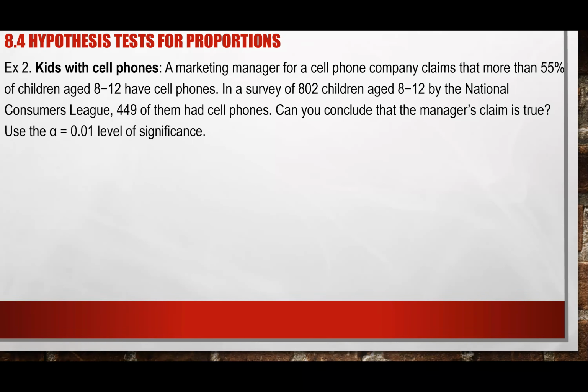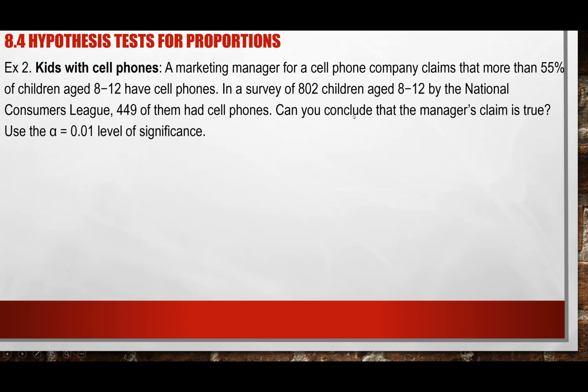Okay, but again, looking at this, they say that a marketing manager for a cell phone company claimed that more than 55% of children in the age of 8 to 12 have cell phone. So in a survey, he surveyed 802 children in the age of 8 to 12 by the National Consumer League. 449 of them have cell phone. Can you conclude the management claim is true? So again, he wants to know if 55% of the children in this age group have cell phone.